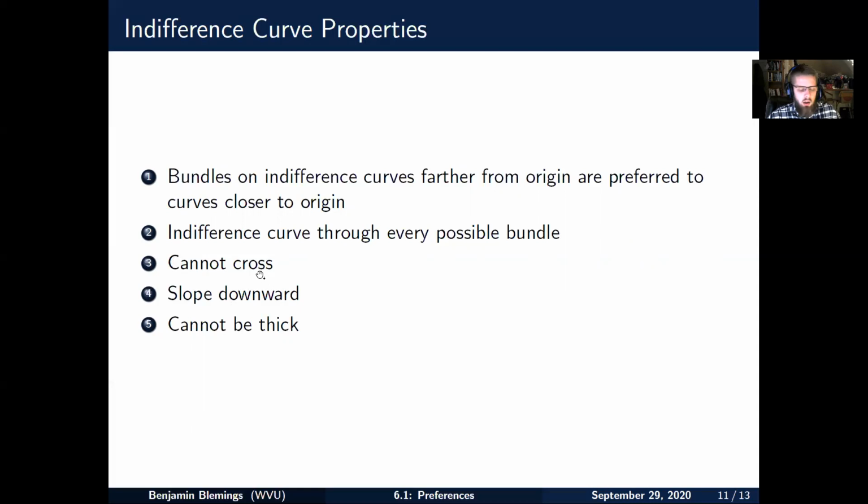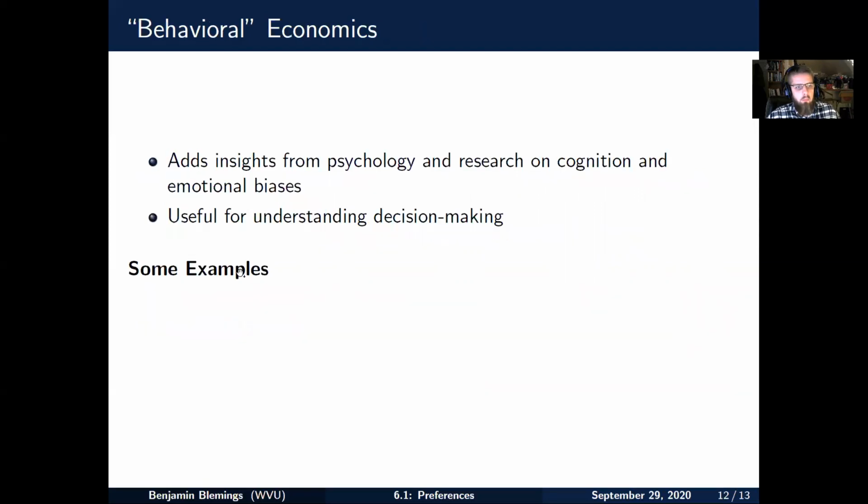Think about what an upward sloping indifference curve would mean. It would mean that having more gives you the same amount of utility, which is against the assumption we've made that more is better. And they cannot be thick. You should also think about what a thick indifference curve would mean, especially for the more is better assumption. And that's in the homework.